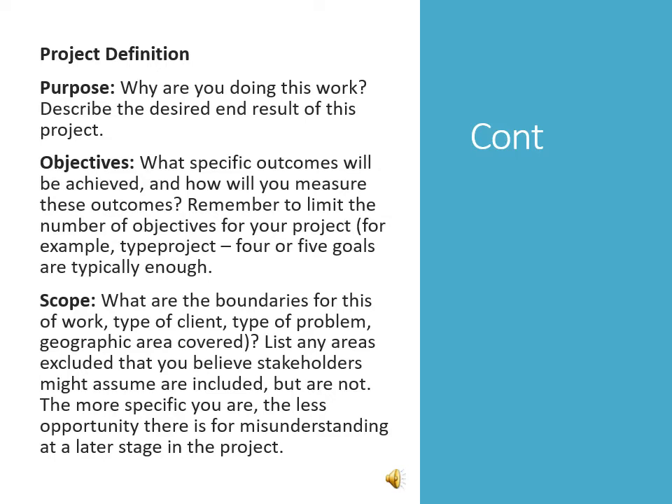A very important aspect, you have the scope. What are the boundaries of this project? For example, type of work, type of client, type of problem, the geographic area covered. It normally lists any areas excluded that you believe stakeholders might assume are included but are not. The more specific you are, the less opportunity there is for misunderstanding at a later stage in the project.